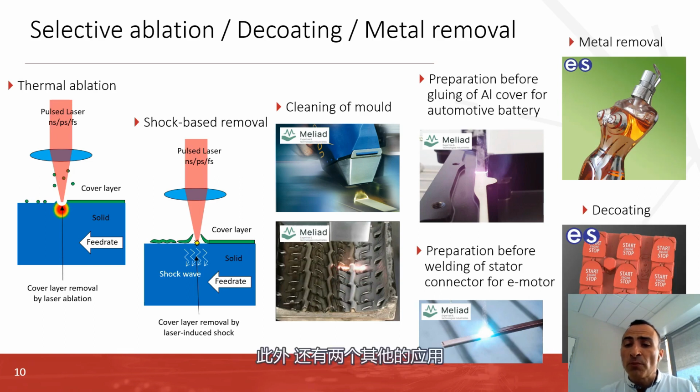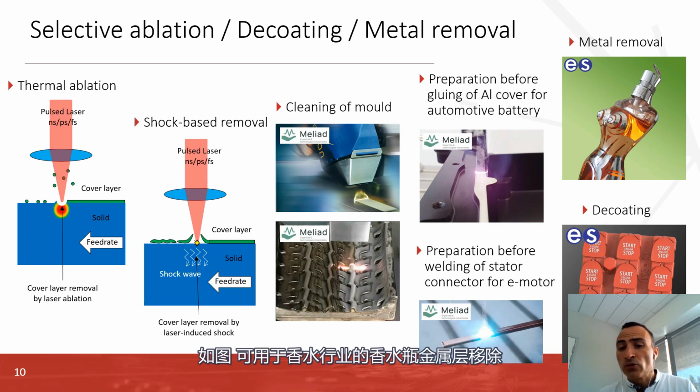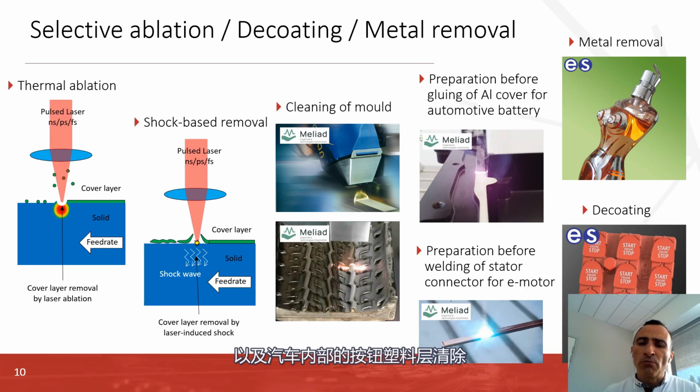And there are two other applications. It is a metal layer removal on a fragrance bottle for the fragrance industry, and then, still for the automotive industry, to remove a plastic layer on some buttons used inside the car.